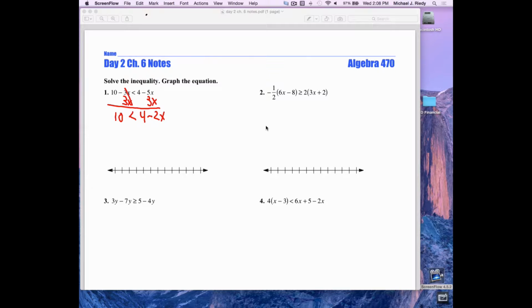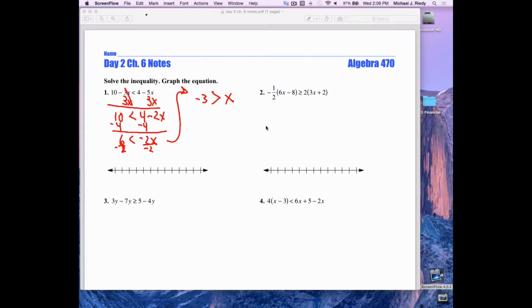Okay. Move the 4 to the other side by subtracting 4 from both sides. I get 6 is less than negative 2x. Then what? Divide by negative 2. But I'm dividing by a negative number, so what must I do? Flip the sign. So it becomes 6 divided by negative 2 is negative 3. Change the sign, x.